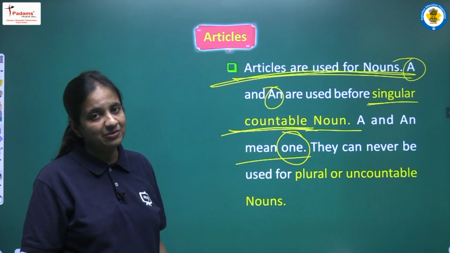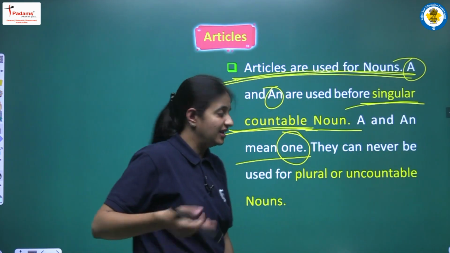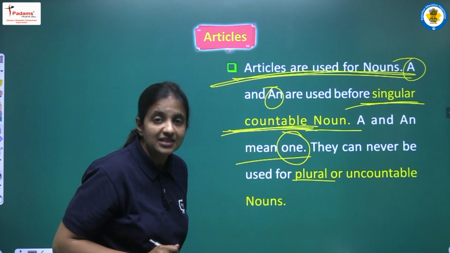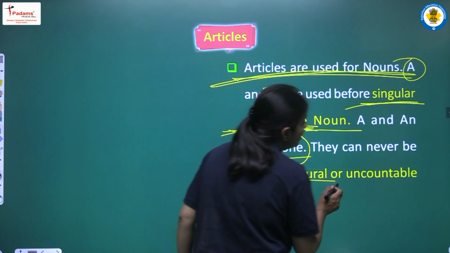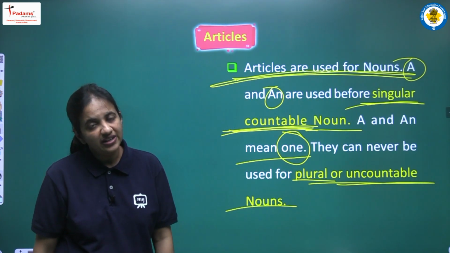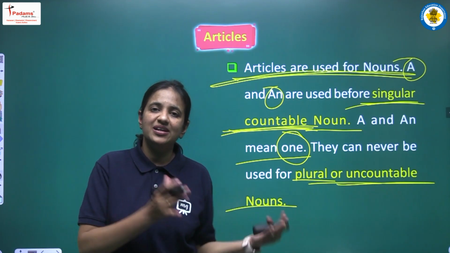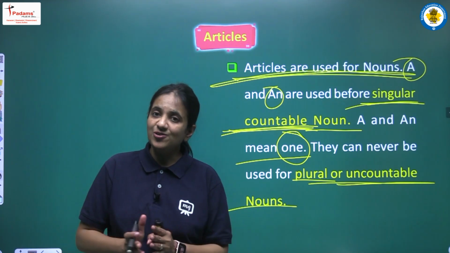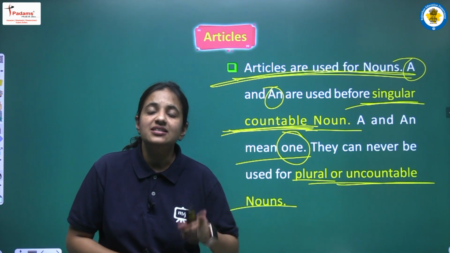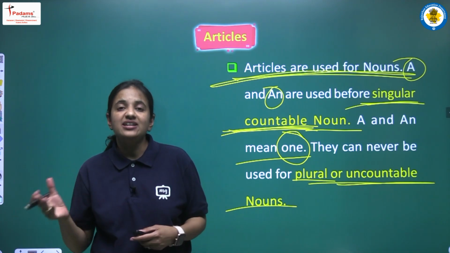So the same thing we have here, that they are always used for singular. It means they can never be used for plurals. They are always used for countables. It means they can never be used for uncountable nouns. Yes, so it is a very important thing. Always be very careful. First of all, you have to see whether the given word is a noun or not, and then you have to see whether that noun is countable or uncountable, singular or plural, and then accordingly you have to use the appropriate article.